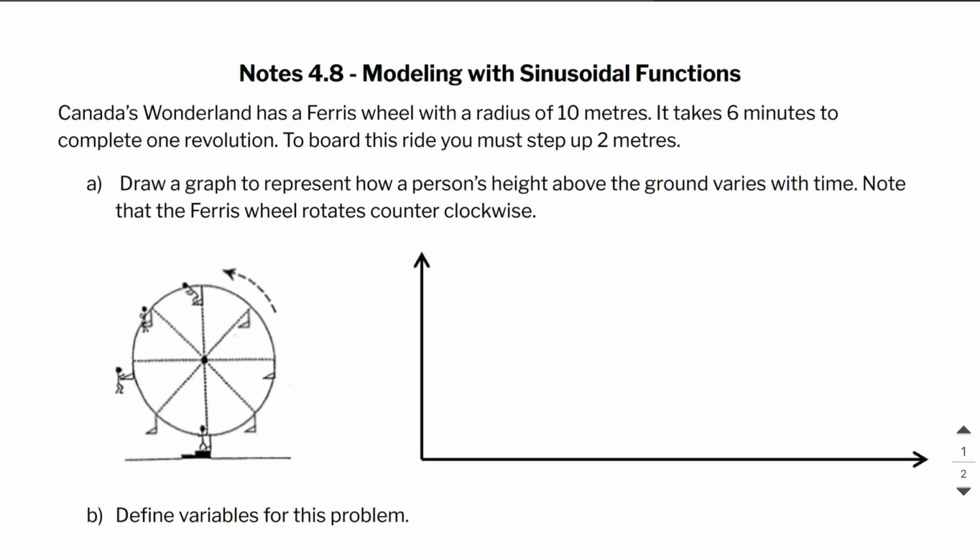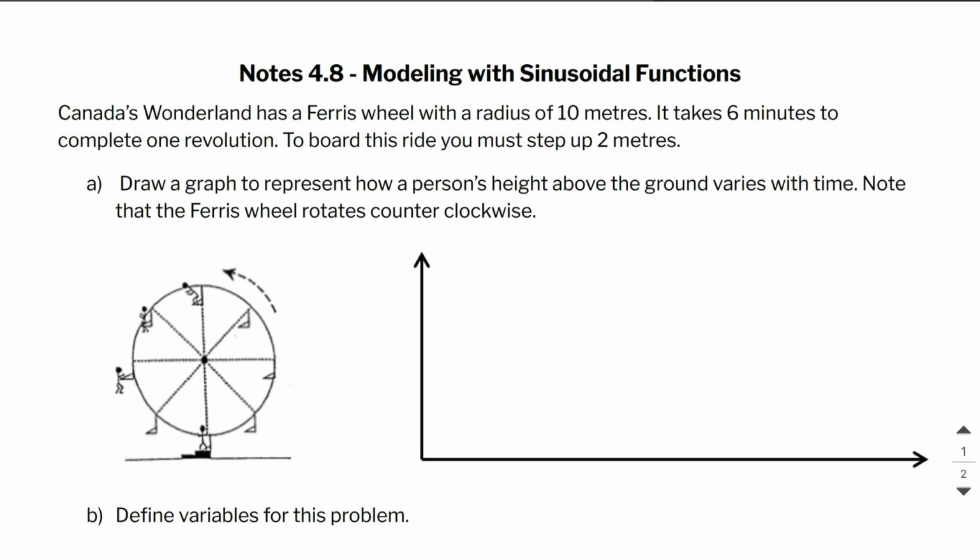Hey everyone, notes 4.8 are on modeling with sinusoidal functions. In this first example, it says that Canada's Wonderland has a Ferris wheel with a radius of 10 meters, and it takes 6 minutes to complete one revolution. To board this ride, you must step up 2 meters.